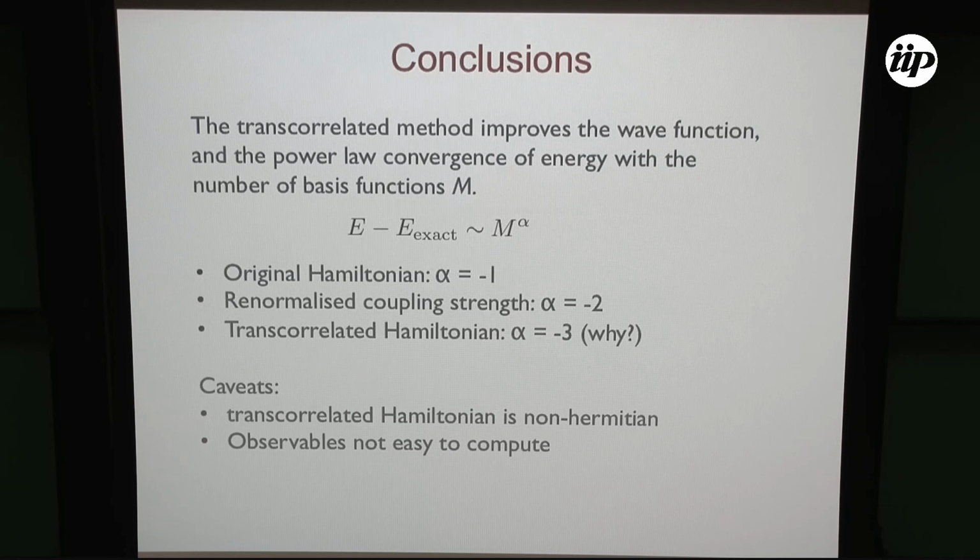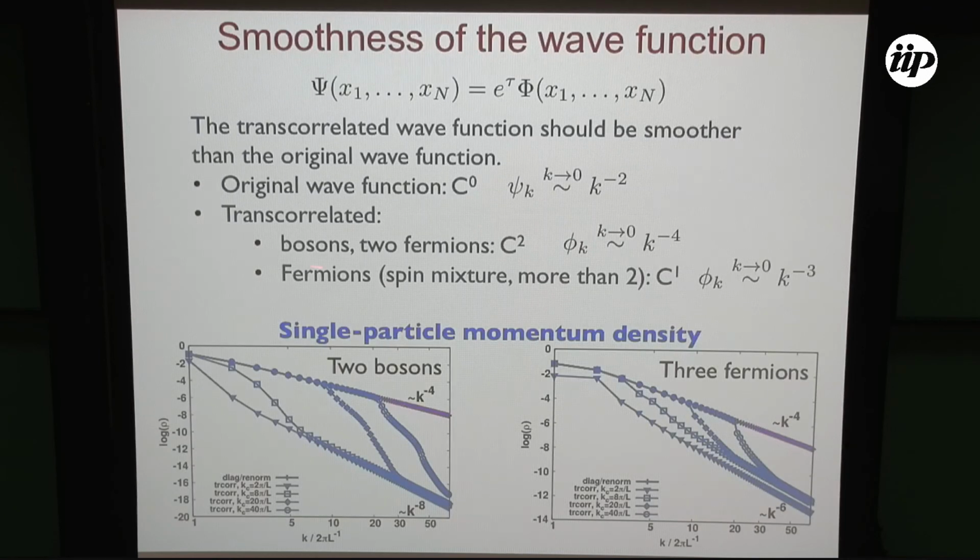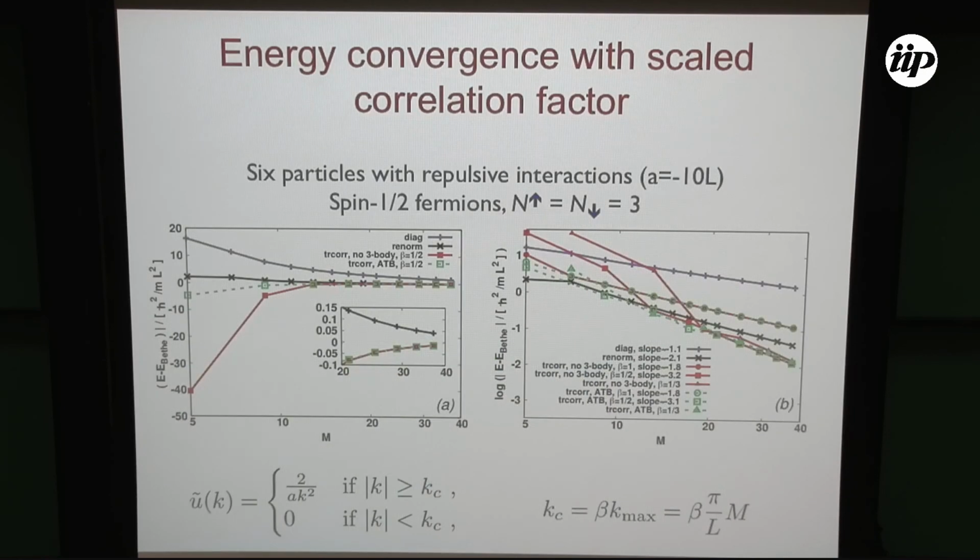Now, we have theoretical arguments that show, okay, we have proof essentially for this smoothness of the wave function. Now, the question is, what does that actually mean for improving the energy, the convergence of the energy?